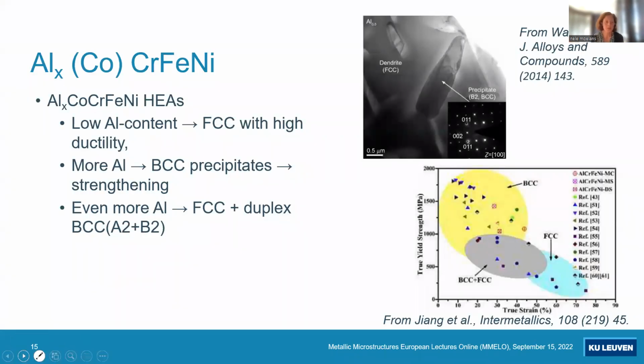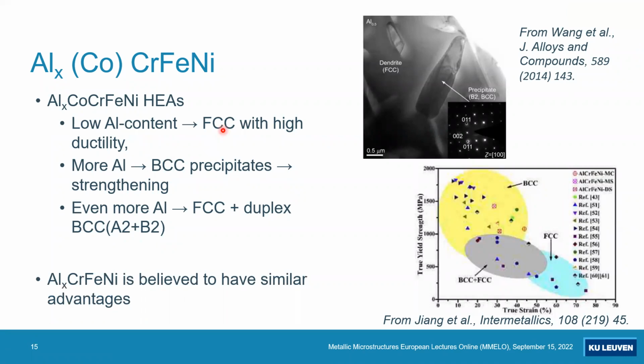So in this research, we wanted to study the FCC to BCC phase transformation in aluminium, chromium, iron, nickel systems. And this is interesting because it is seen that in these systems, the amount of aluminium can be used to play with the amount of FCC and BCC phase. The more FCC you have, the more ductile your alloy is; the more BCC phase you have, the stronger it becomes and less ductile. This is well studied for aluminium, cobalt, chromium, iron, nickel, but less for the quaternary alloy, although this alloy is believed to have similar advantages.